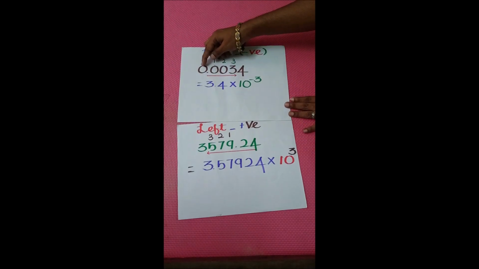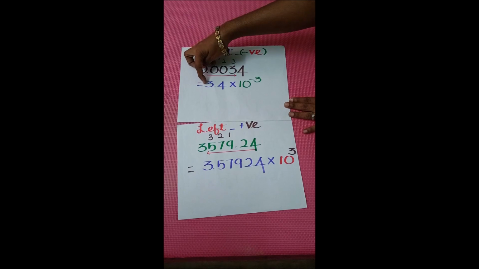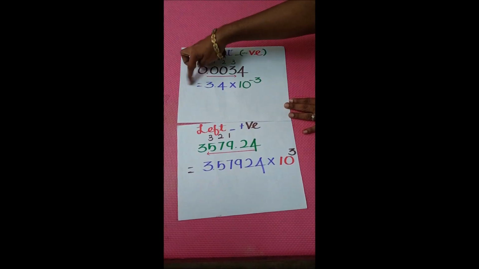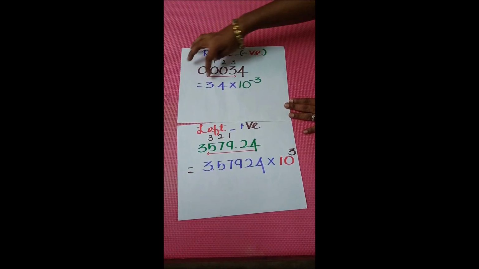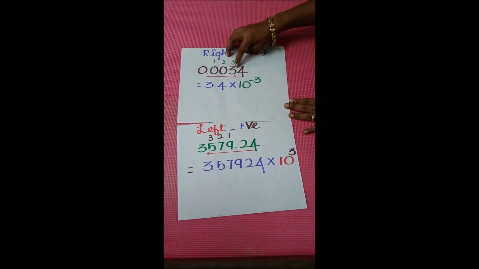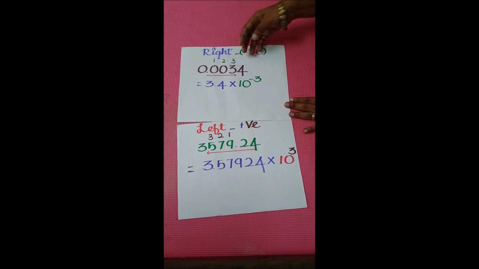So listen, this also can be represented as 0.0034, but zeros don't have any value, so I have left them. I have simply written 3.4 into 10 to the power minus 3.